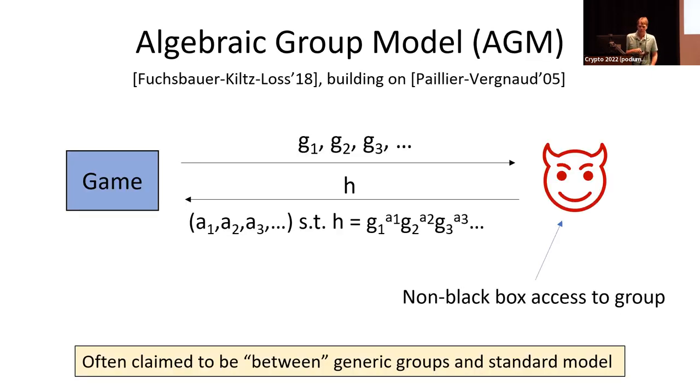Okay, and then finally, we talk about the algebraic group model. This has been a popular model recently for analyzing the security of crypto systems. And here, the model is not generic. The adversary gets to see the actual group representation, but you require that for every group element the adversary produces, they have to provide an explanation. They have to provide a sequence of exponents such that the product of the exponents with their input group elements actually gives the element they outputted.